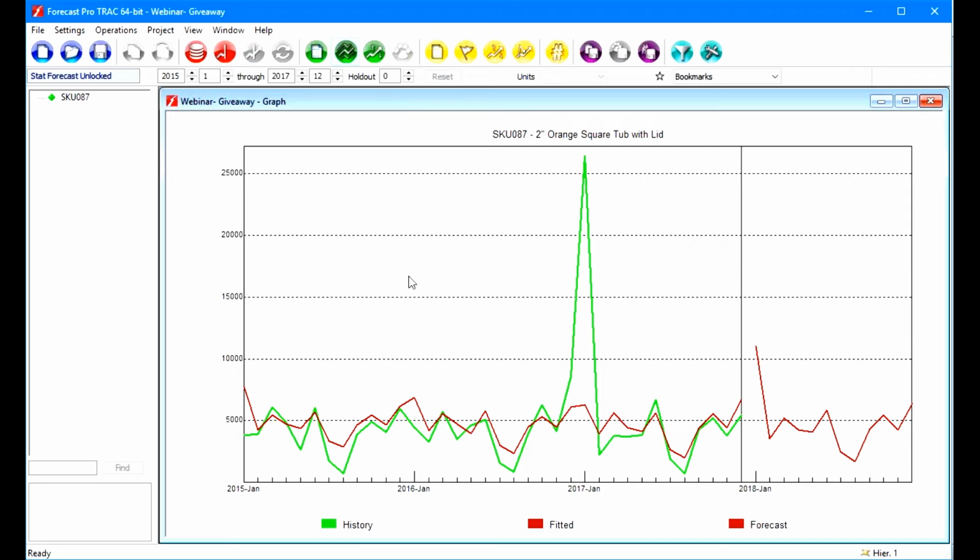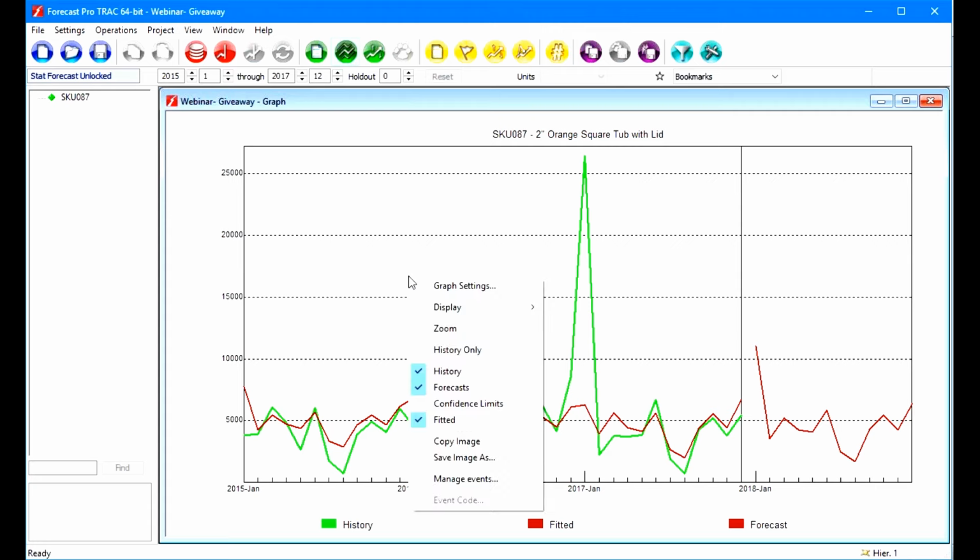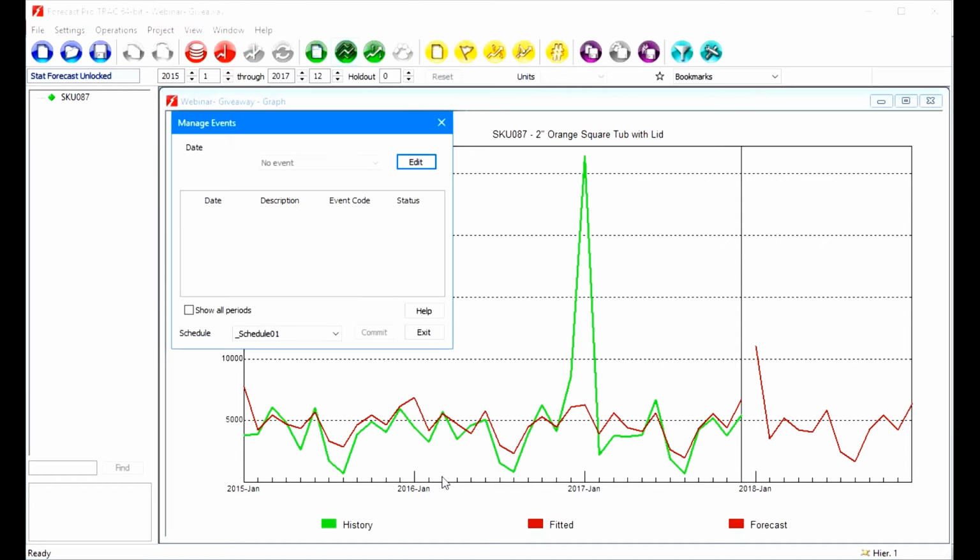And let's now look at what happens when we do an event model. So I'm going to right-click on the context menu here and go to Manage Events. So to set up an event schedule, one of the things we need to think about is how many events we need and when the different types of events occurred. In this example, we could do a one-size-fits-all approach and have one event for both the January and the December.